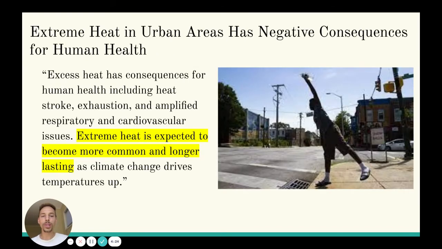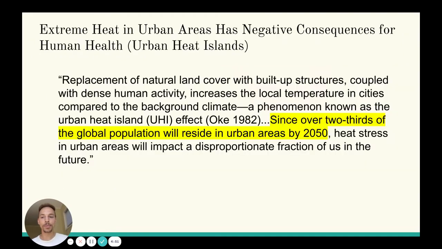So then, moving from environmental racism into the focus of today: extreme heat and why it's important. It has incredibly negative consequences for human health, such as stroke, exhaustion, respiratory issues, and cardiovascular issues. Extreme heat events specifically, and extreme weather events, but extreme heat specifically, are expected to become more common and longer lasting as climate change drives temperatures up.